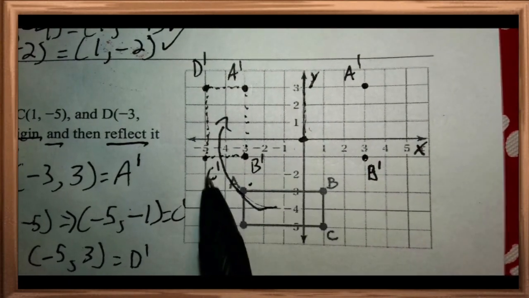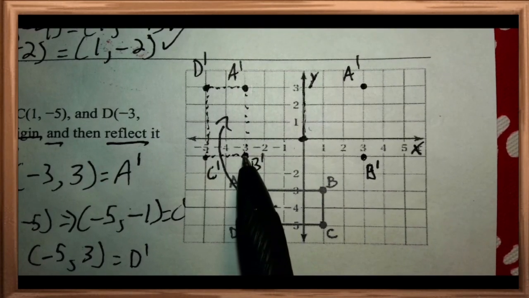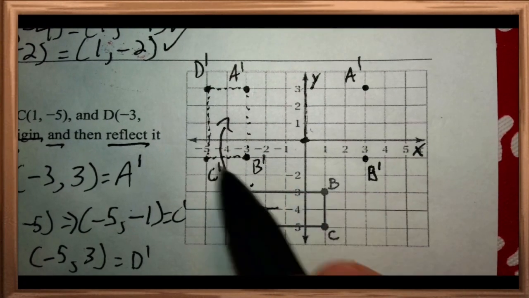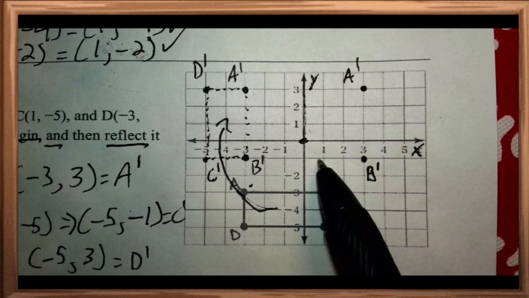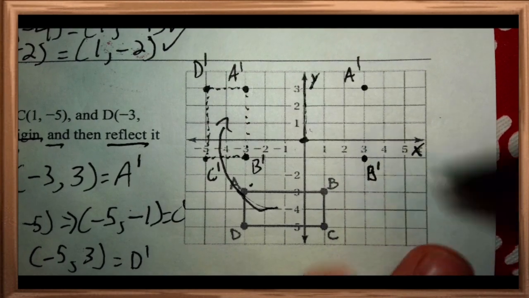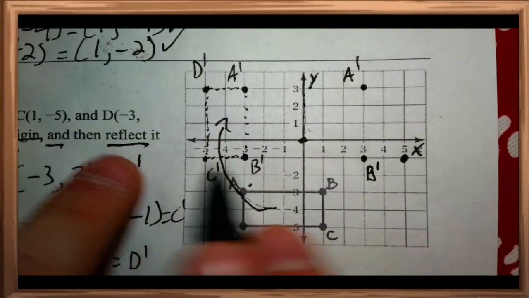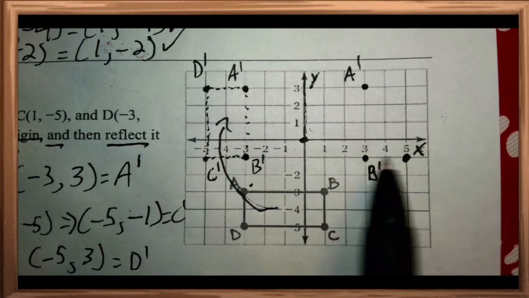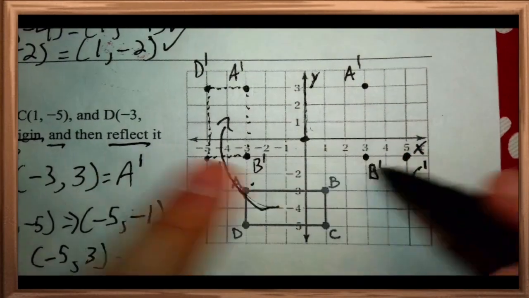Let's look at C. How far away is C prime from the y-axis? 1, 2, 3, 4, 5. So it's 5 away on the left. So now we need to go 1, 2, 3, 4, 5 to the right. And we're keeping it all in that same line here at y equals negative 1. But we keep the distance the same in the opposite direction.